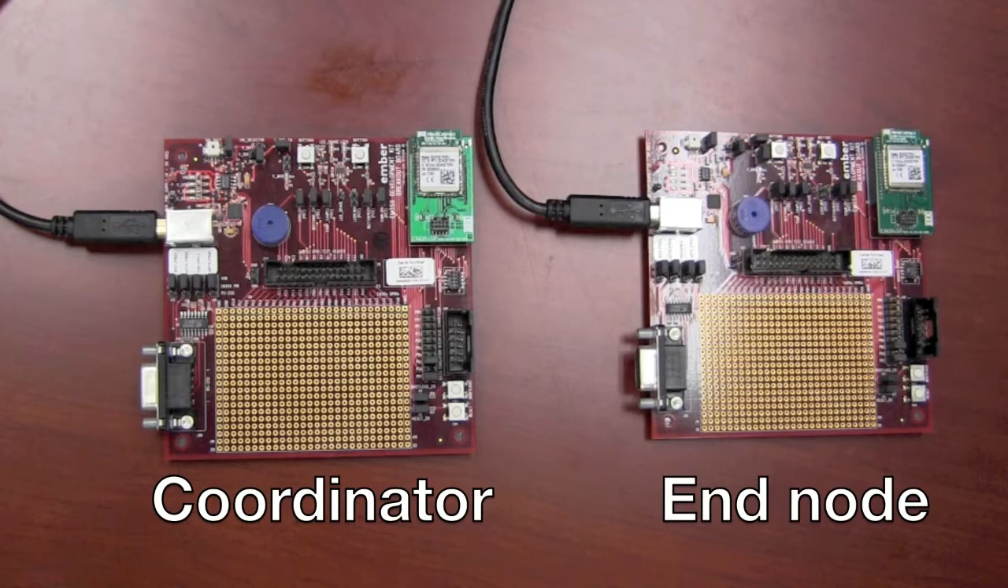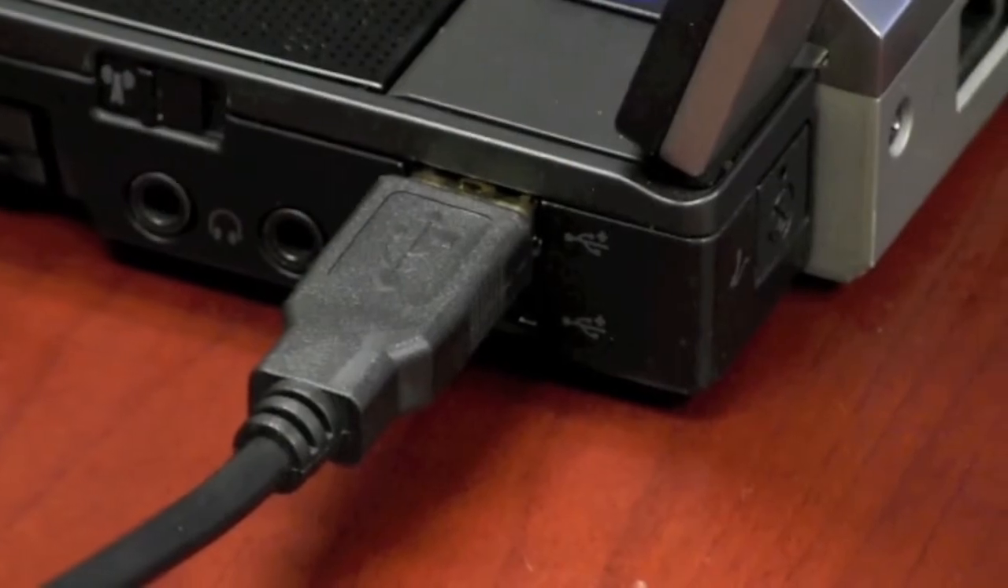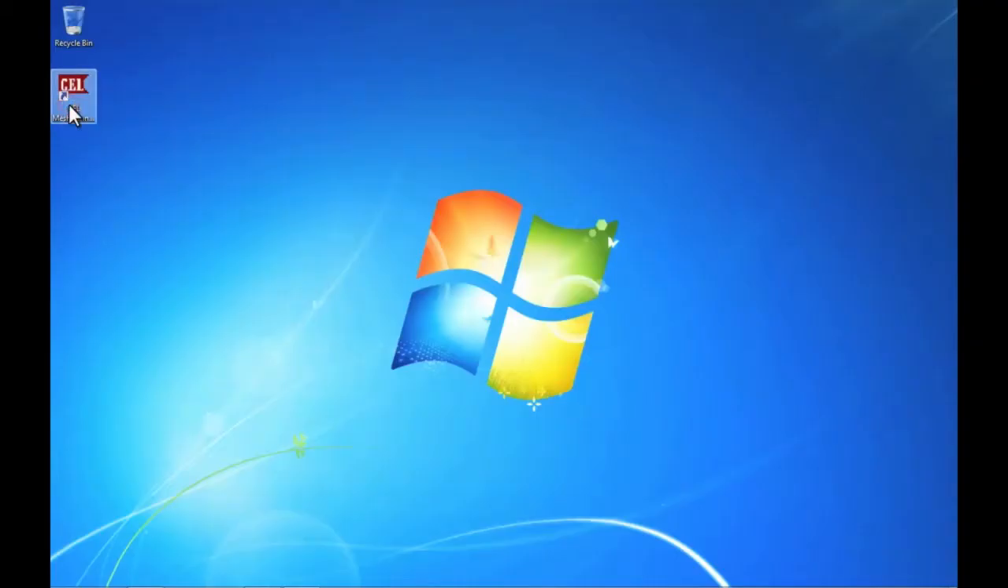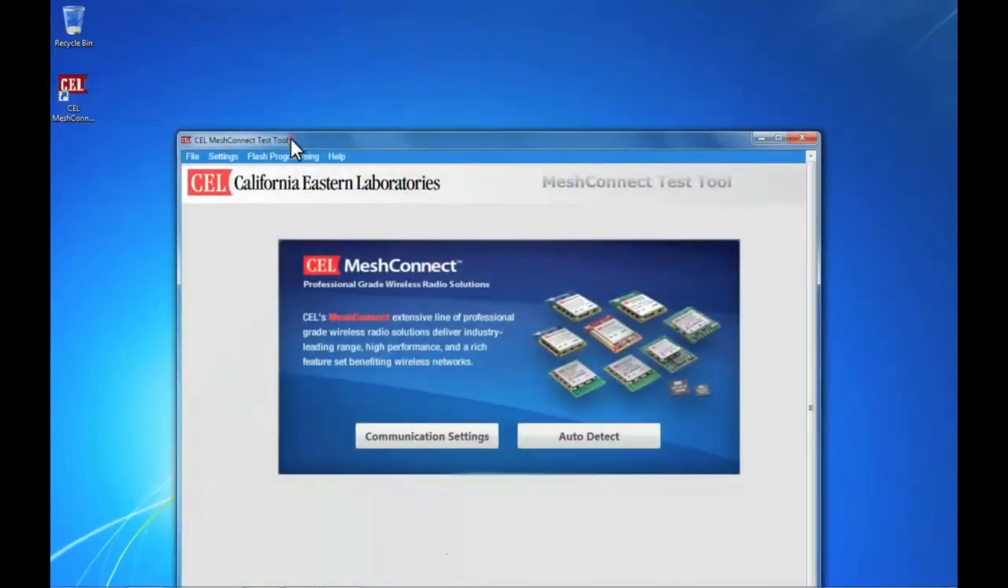The one on the left will serve as a coordinator and the one on the right will serve as the end node. Let's power on the coordinator by connecting it to the USB port on the PC. An LED light will illuminate on the Ember breakout board, indicating that power has been established. Now that we powered on the coordinator, let's launch the MeshConnect Test Tool software.